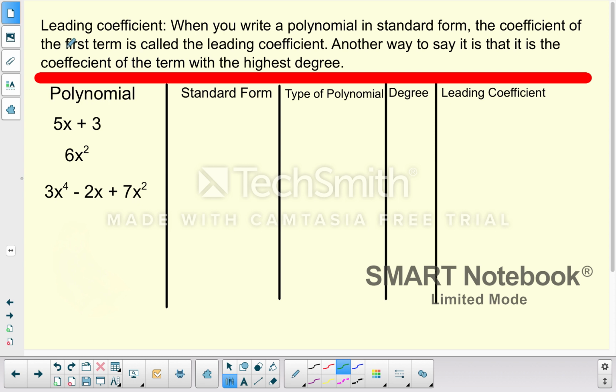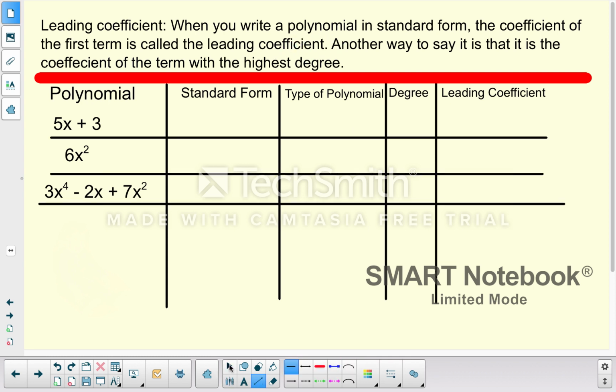Last vocab, a leading coefficient. When you write a polynomial in standard form, the coefficient of the first term is called the leading coefficient. Another way to say it is that that's the coefficient of the term with the highest degree. So what I would invite you to do is pause the video as you start to feel like you get the hang of it and try it on your own.